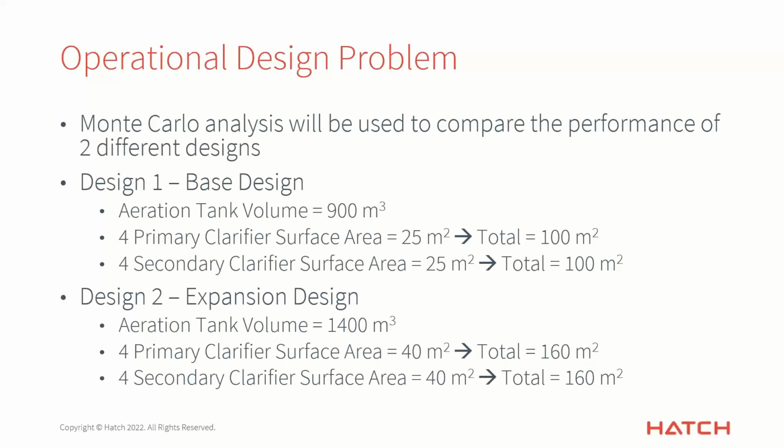All right, so what is the operational problem we're actually trying to solve? Well, we're just going to compare the performance of two distinct designs. First, we have our base design. So that's going to look at our plant if it has an aeration tank volume of 900 meters cubed. It has 4 secondary clarifiers and 4 primary clarifiers, which each have a surface area of 25 meters squared. We're just going to compare how that performs against an expansion design where we increase our aeration tank volume to 1,400 meters cubed, and we increase our surface areas to 40 meters squared.